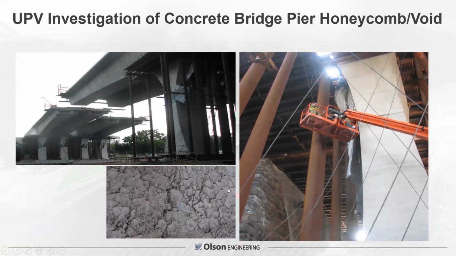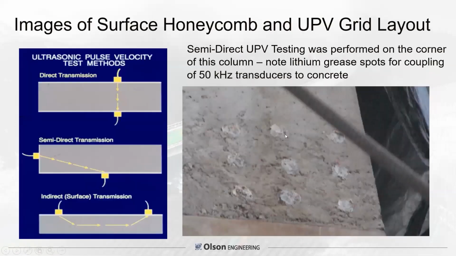So we did ultrasonic pulse velocity with tomography analyses. Here, the axis, because they're massive piers, was really around the corner. So we had a grid where we would test on this front face and then around this side. So we had semi-direct angled testing with crossing ray paths, as shown here for semi-direct around the corner.